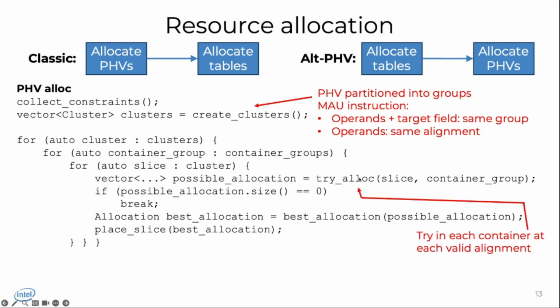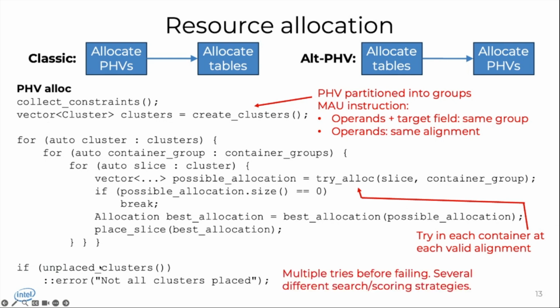And in terms of trying the different allocations, we're basically trying each container within a group at each valid alignment for that particular slice. And so we run this process. It takes a while because you've got to go through all of these clusters, container groups, etc. And at the end, if there are unplaced clusters, then we fail. Okay, and in doing so, we actually do multiple tries, and there are several different search and scoring strategies, but conceptually, this is the process that we go through.